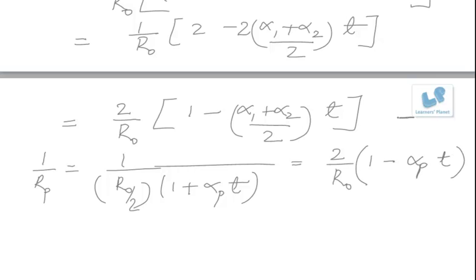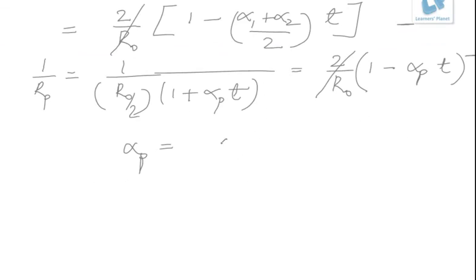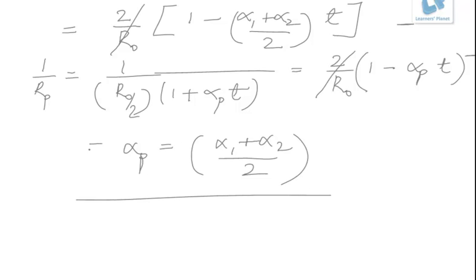Now you compare this equation with this. So this will cancel out, then 1 will cancel out, and you will get alpha p as equal to (alpha 1 plus alpha 2) divided by 2. So when the initial resistance is same, whether you connect them in series or in parallel, you are going to get the same temperature coefficient of resistance.